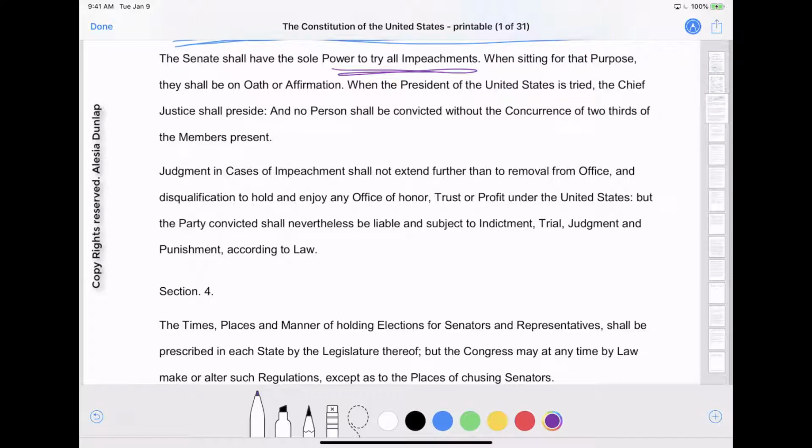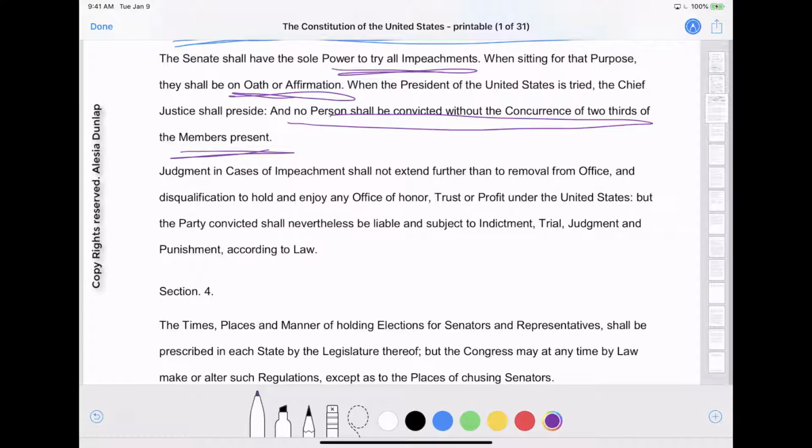When sitting for that purpose, they shall be on oath or affirmation. So they do have impeachment powers, only for those people that are accused of committing crimes, and must be under oath when trying an official. They can remove convicted people from their jobs, but can't punish them in any other way. Okay? So they can't punish them at all, but they can remove them.